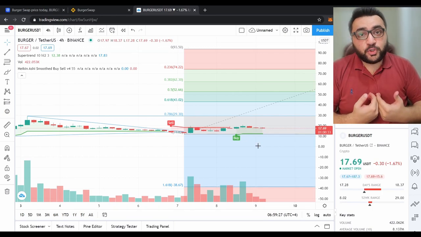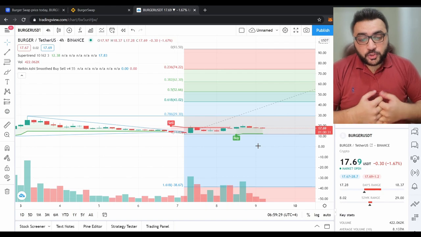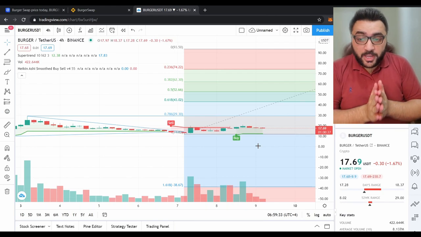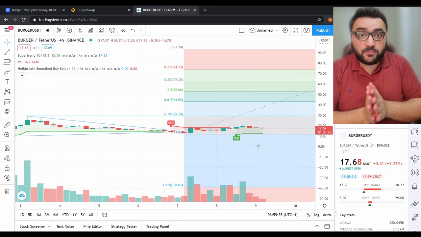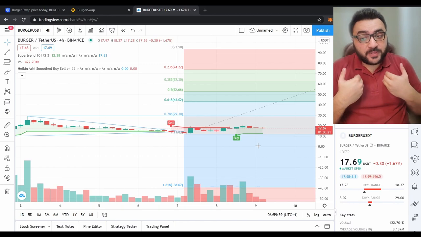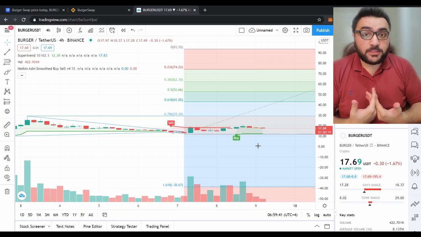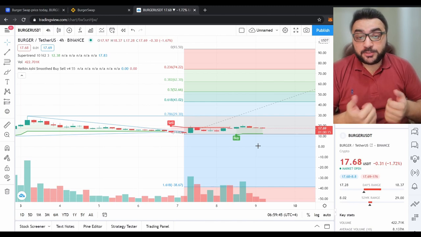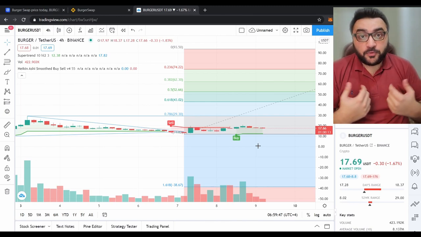Okay, so when exactly should you buy BurgerSwap? One of the buying zones that I've recommended is below $15. So anywhere between 12, 14, or below 15. Those are my recommended buying zones. Anything in that price range that you think is the best, go for it.